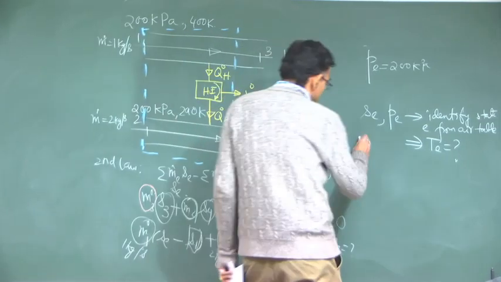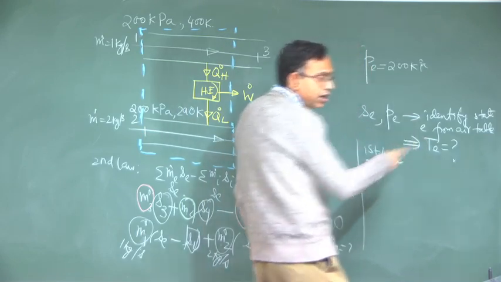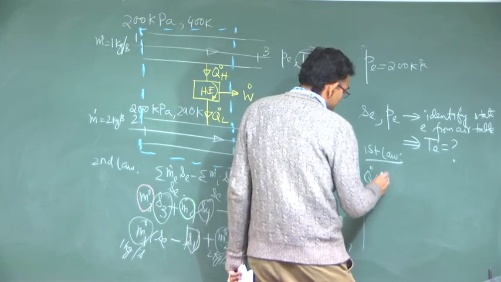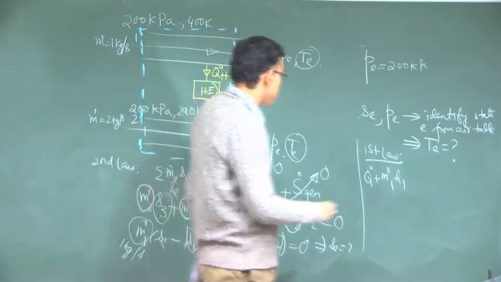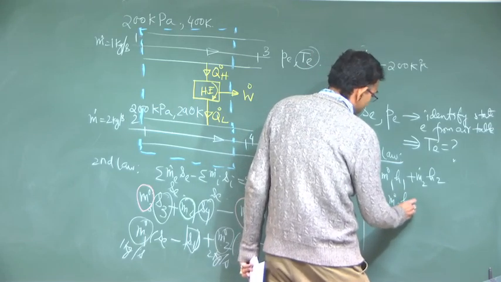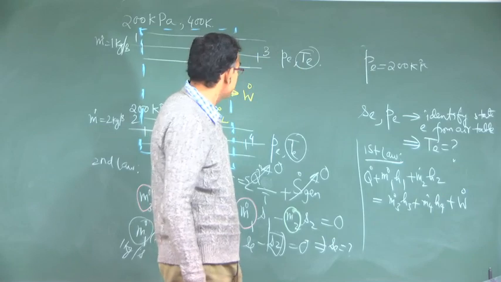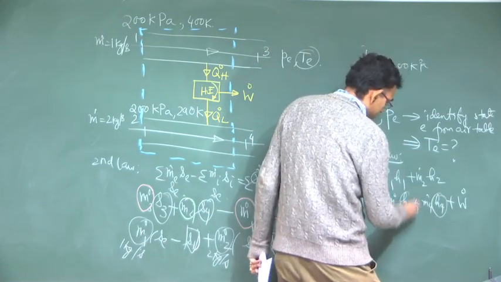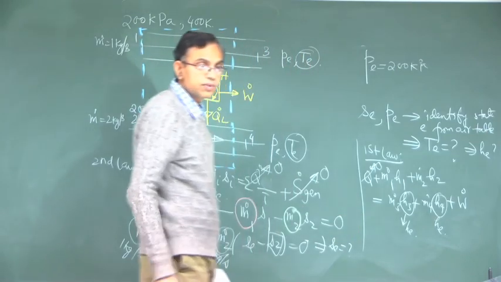So, once you have this information on TE, now you can apply the first law. Because you know TE, you know the enthalpy at state E. For first law application, you need to know the enthalpy. So, Q dot plus m dot 1 H1, I am not writing kinetic energy, potential energy terms anymore, plus m dot 2 H2, this is a summation of m dot i h i is equal to m dot 3 h3 plus m dot 4 h4 plus W dot. Q dot is 0 and h4 and h3 are he. From TE you can calculate what is he, from the table again.